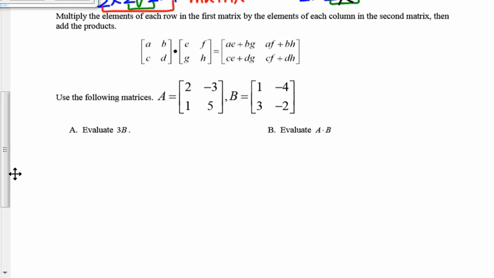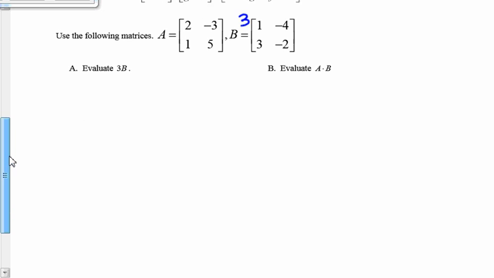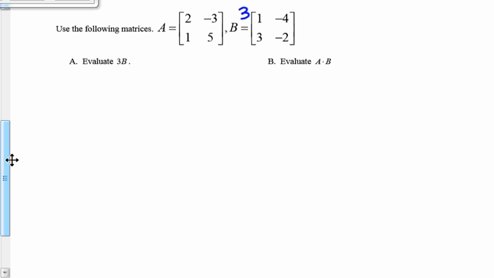Okay, so use the following matrices. A equals this matrix, and B equals this matrix. Well, on A, which I crossed out, they want us to evaluate 3 times matrix B. If we're just multiplying a matrix by a single number or a constant, all we're doing is taking each term in that matrix and multiplying by that single number. So we're taking B and multiplying it by 3 here. Our result is going to be a matrix of the same size as B. B is a 2 by 2, which means our answer is going to be a 2 by 2.